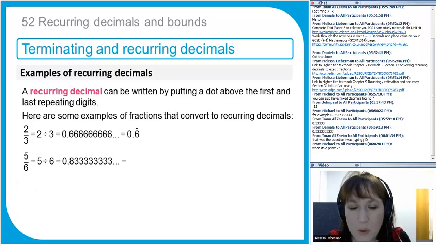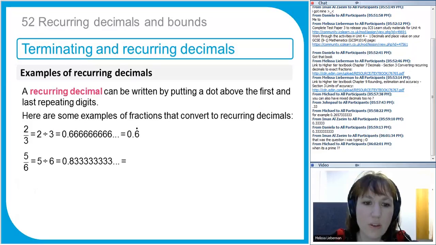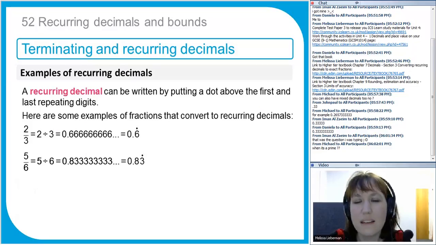Here's some examples with more than one recurring digit. So this is a little bit like the one that Michael mentioned, where we've got 0.8 and then lots and lots of 3s going on forever. So the 3s recur forever, and we write that as 0.83 with a dot above the 3. It's just a single 3 repeating forever.